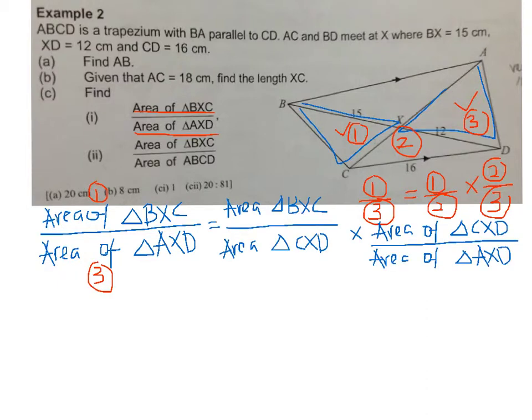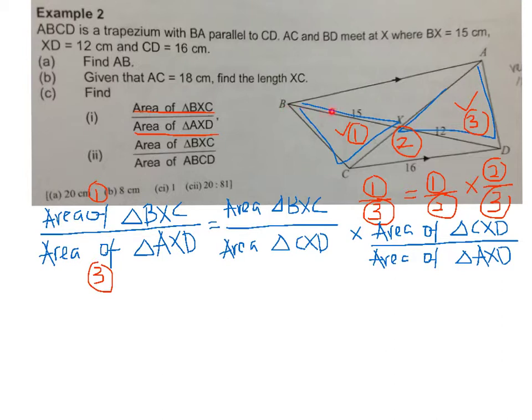Okay, so we will get something like this. Area of BXC is my triangle 1, area of CXD is my triangle 2. Multiply by area of CXD, which is my triangle 2, over area of AXD, which is my triangle 3. So what we have to do now is to do part by part. So we do the first part first, where we compare triangle 1 to triangle 2.